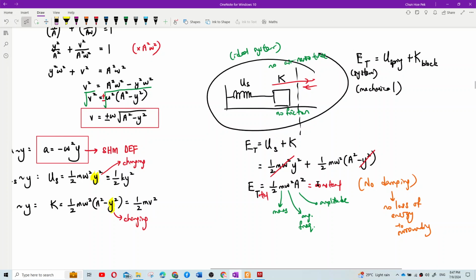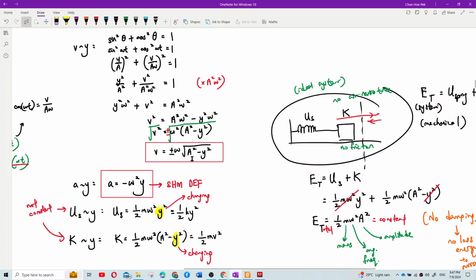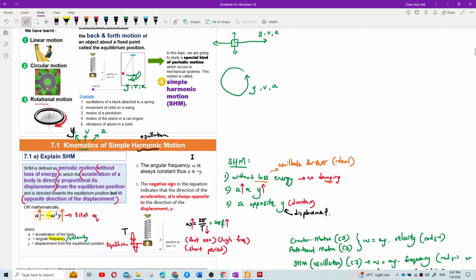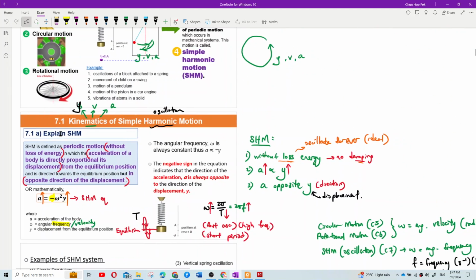So that means the total energy is always constant all the time. That is our assumption for our simple harmonic motion. Remember? Simple harmonic motion is defined as a periodic motion without loss of energy. We assume the oscillation oscillates forever. That means no damping. It will oscillate forever if your total energy is always constant all the time.